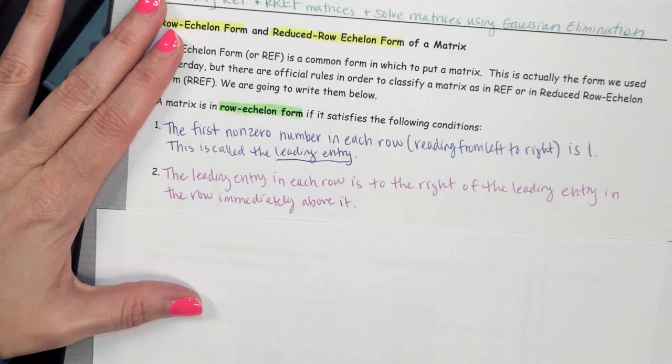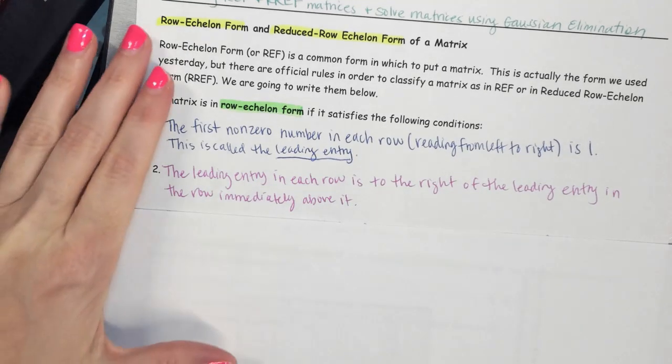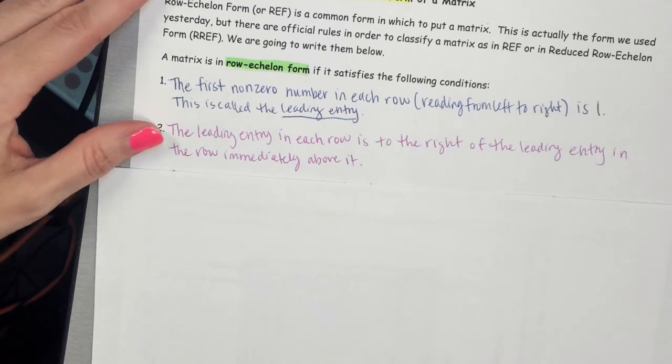Okay, the second thing is the leading entry in each row is to the right of the leading entry in the row immediately above it. Okay, so the leading entry in each row is to the right of the leading entry in the row immediately above it. And we're going to look at some examples of this.